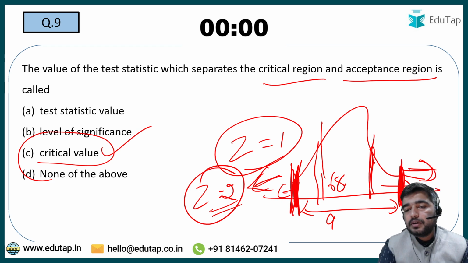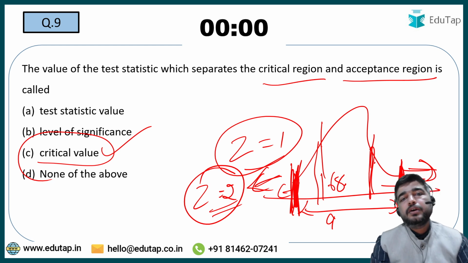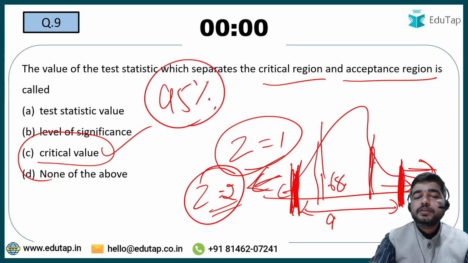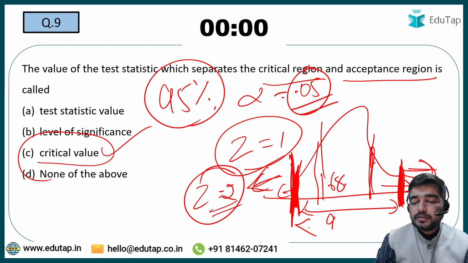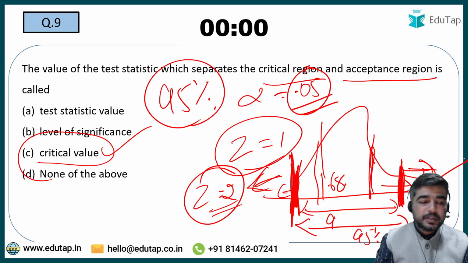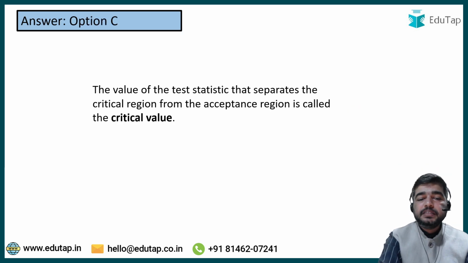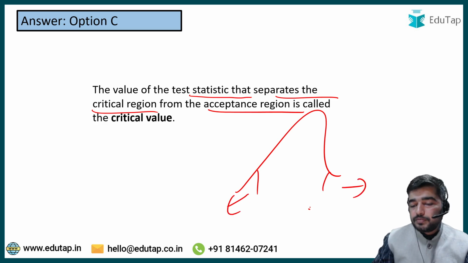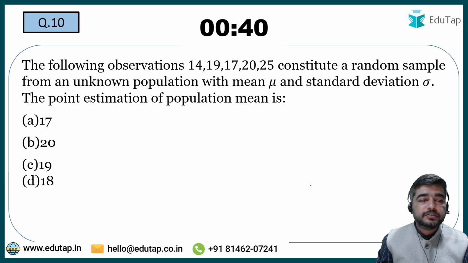It depends on your confidence level. If you take a 95% confidence level, your alpha will be 0.05. Beyond the region containing 95% of the probability distribution is your critical region, where you will reject your null hypothesis. The value of the test statistic that separates the critical region from the acceptance region: in this region you will reject your null hypothesis, and in this region you will accept your null hypothesis.